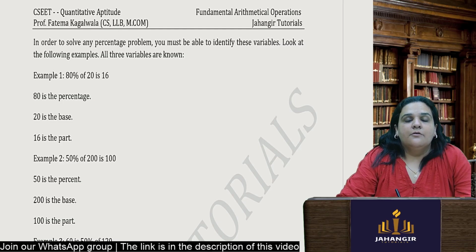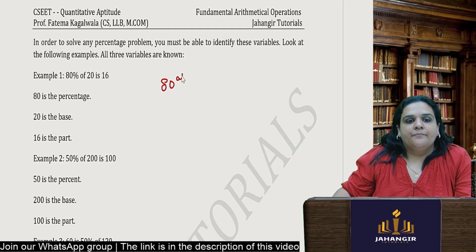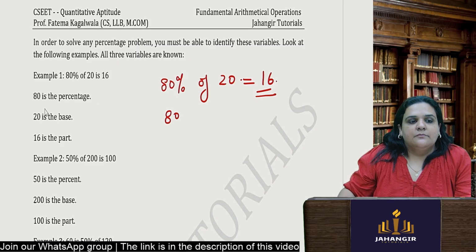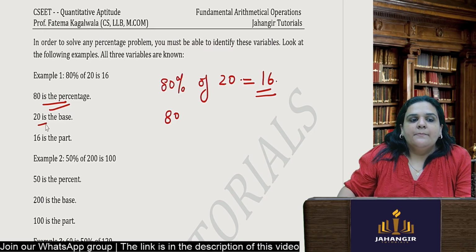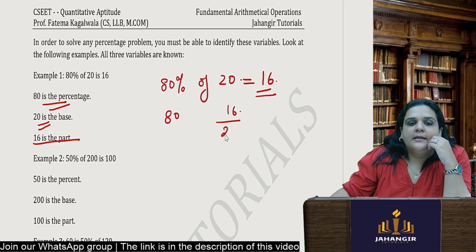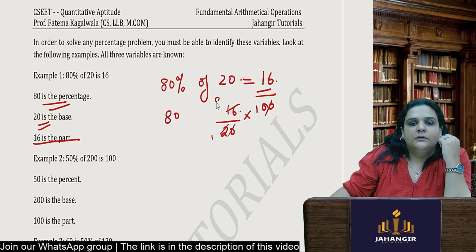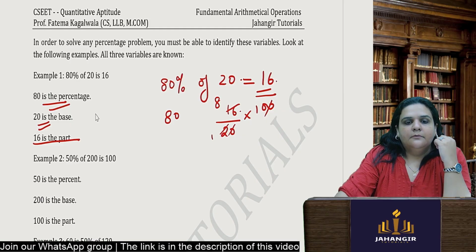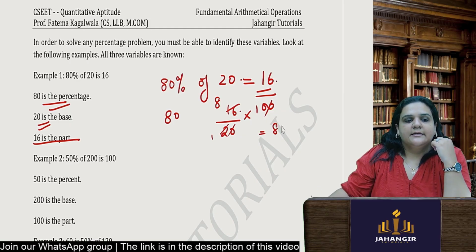So when we did 80% of 20, say if I am doing 80% of 20, the answer is coming as 16. So 80 is the percentage, 20 will become the base, and 16, the answer which we got, is going to become the part. When you do 16 divided by 20 into 100, you are going to get this as 80%.